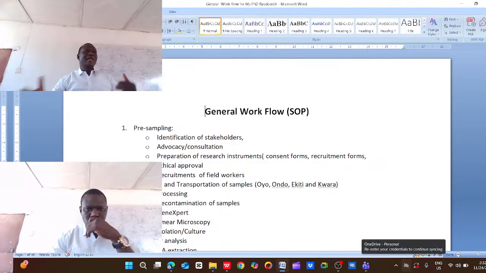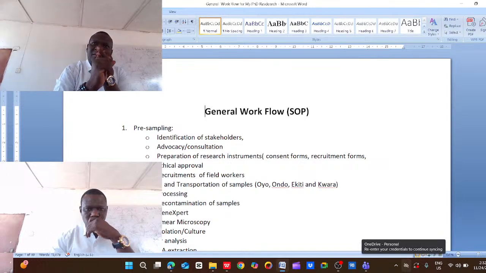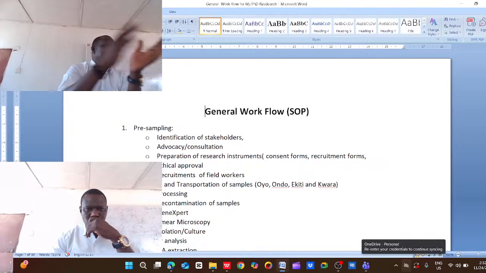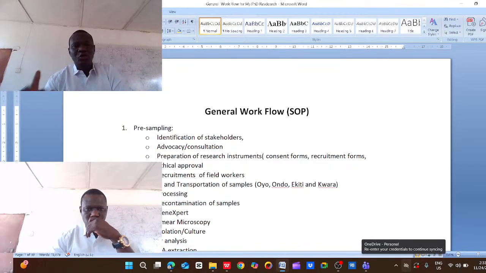So you have to identify those that are stakeholders. Some of these stakeholders include the nurses, the governments, hospitals, private hospitals, the management of each hospital, the community. The community head, there are times that part of your pre-sampling will be that you have to engage them one-on-one, tell them what you want to do, how it is going to be helpful for them. So that's what we call pre-sampling.